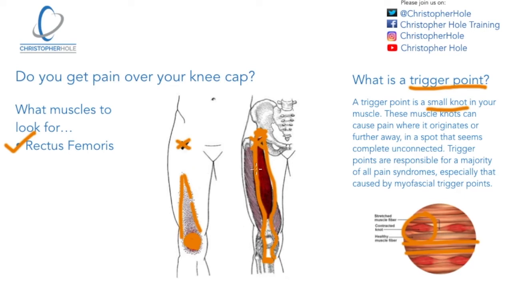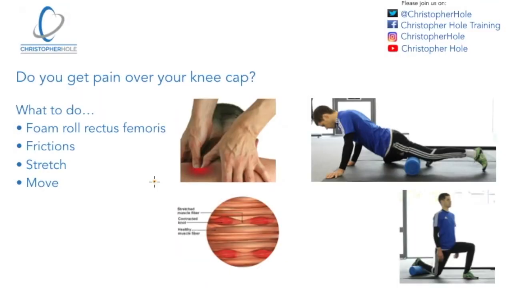So what we want to try and do is first work on the trigger point, which is at the top of the thigh or the bottom of the hip, and then we're going to focus on the rest of the muscle as we go through. So what we're going to do next is talk about how we can treat this trigger point. As something you can do for yourself, we're going to be talking about foam rolling.